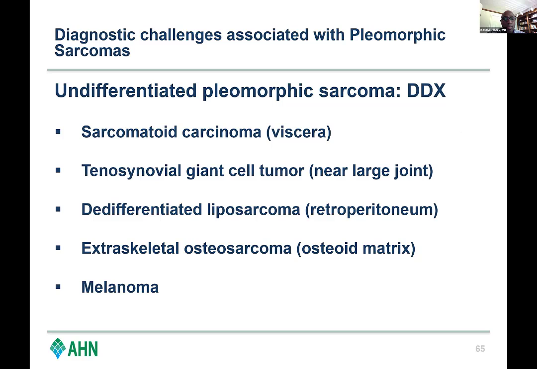Differential diagnosis, especially if the patient has a history of visceral carcinoma, you want to rule out sarcomatoid carcinoma. If it's around the large joint, you want to rule out tenosynovial giant cell tumor, which is a benign lesion. In the retroperitoneum, we want to rule out the dedifferentiated liposarcoma. MDM2 is a very powerful tool. And if one can see osteoid matrix, we have to rule out extraskeletal osteosarcoma. And melanoma should always be ruled out because melanoma can look like anything.